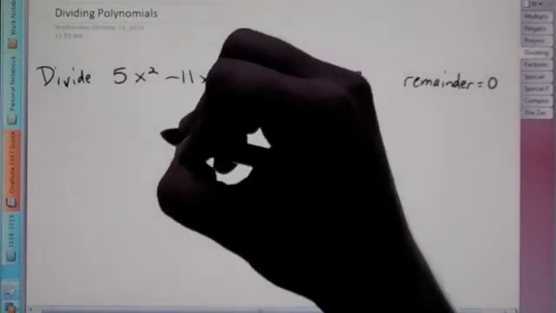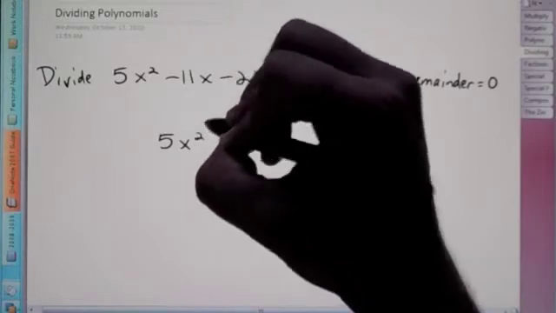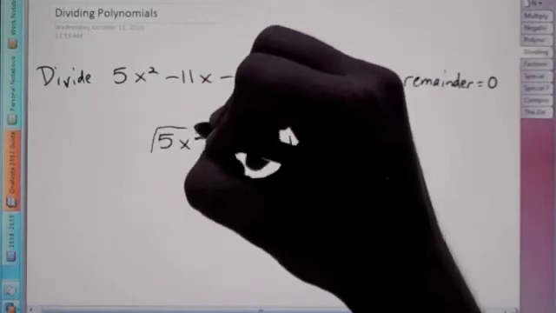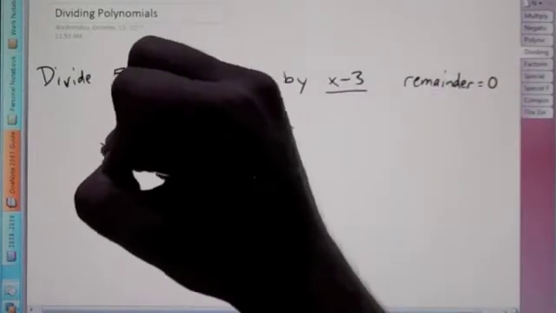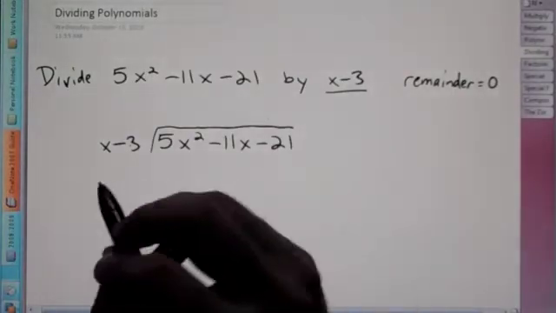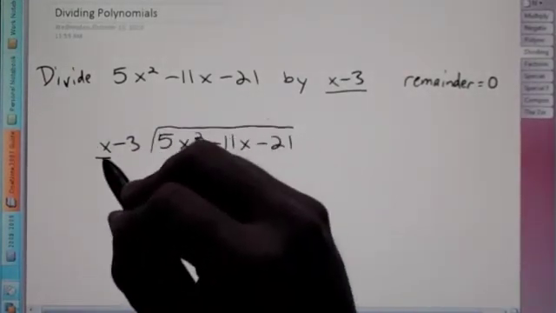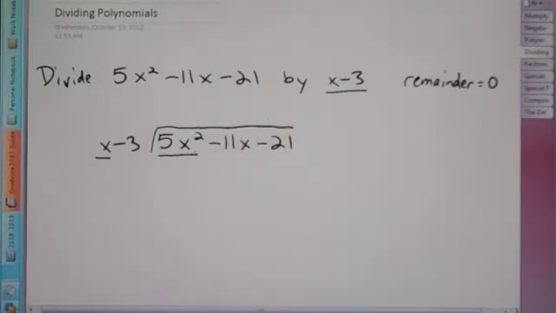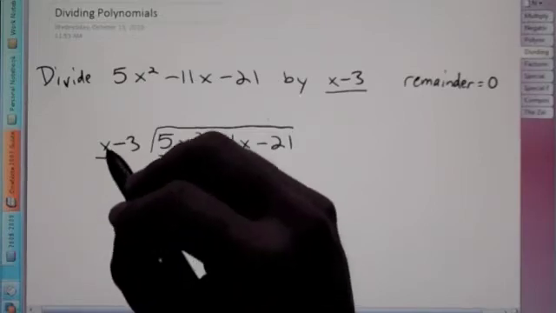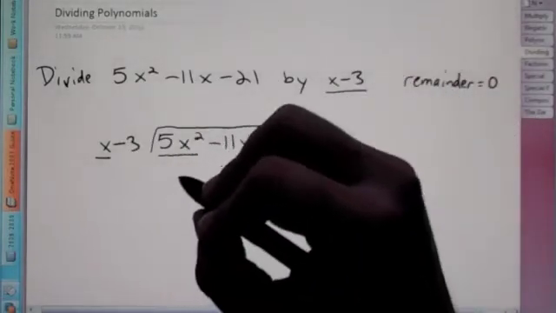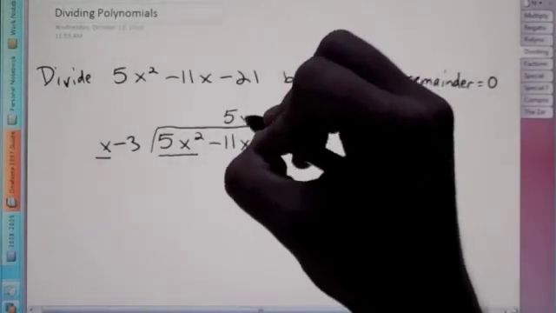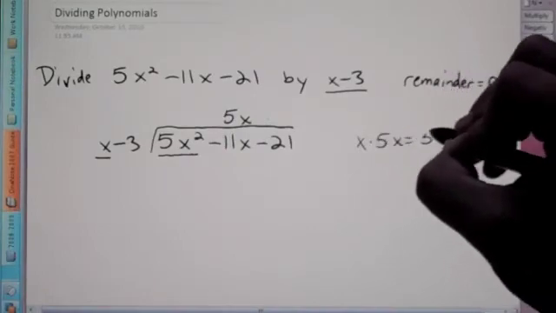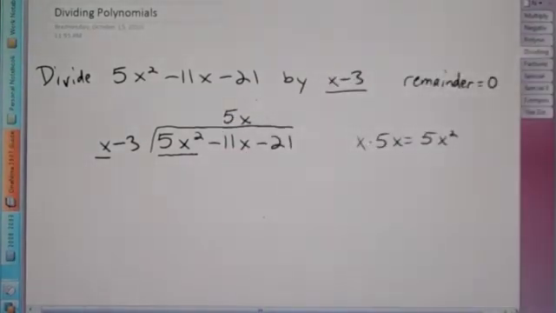So we're going to treat this like we do long division. So we have 5x squared minus 11x minus 21, and we're going to write a division problem here. We're going to put x minus 3 on the outside. The way we do this is we take our front term and ask ourselves, what do you have to multiply it by in order to get it to go into 5x squared? So x, the way we get from x to 5x squared is multiply it by 5x. We want to line it up over the right exponent. Again, x times 5x is equal to 5x squared. That's how we got the 5x.